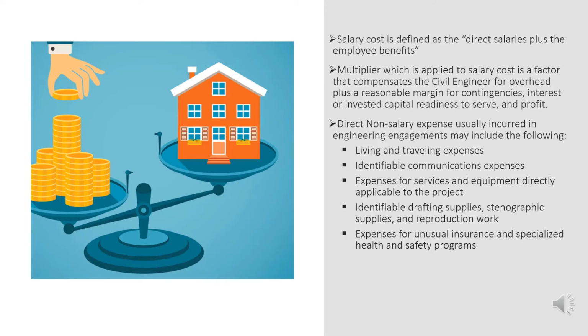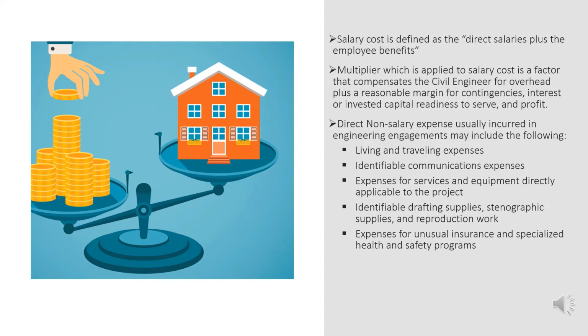The following factors are pertinent to salary cost times multiplier. Salary cost is defined as the direct salaries plus employment benefits. Examples are sick leave, vacation, holiday, and incentive pay. The multiplier applied to salary cost is a factor that compensates the civil engineer for overhead plus a reasonable margin for contingency, interest on invested capital, readiness to serve, and profit.